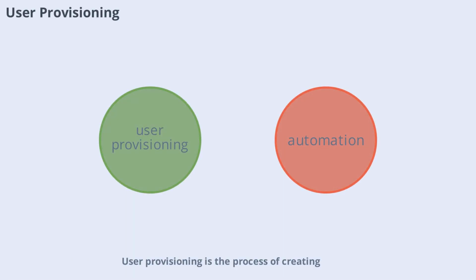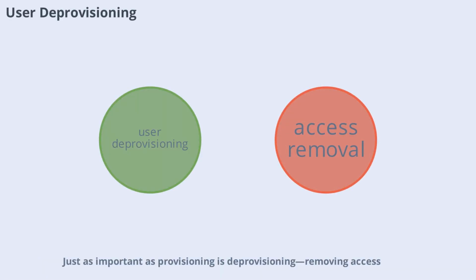User provisioning is the process of creating user accounts and assigning initial roles and permissions. Automated provisioning tools can help streamline this process, reducing manual effort and minimizing errors. Proper provisioning ensures that users have the access they need from day one. Just as important as provisioning is deprovisioning, removing access when a user leaves the organization or changes roles. Timely deprovisioning helps prevent unauthorized access and reduces security risks. Automated tools can help ensure that deprovisioning happens quickly and accurately.